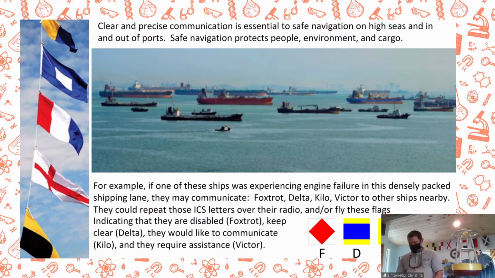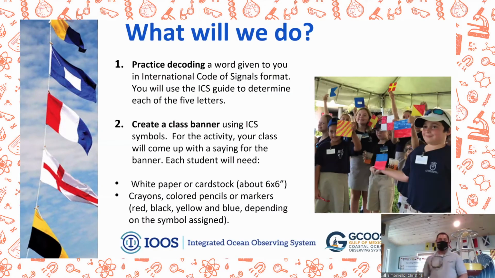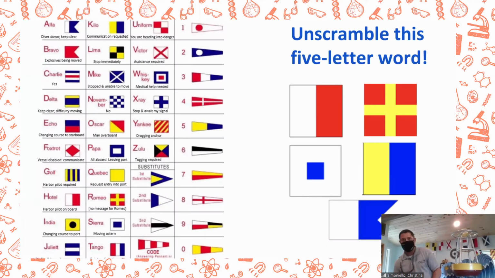All right. Okay, so what are we going to do? I have a quick activity where you're going to see some flags, and I'm going to ask you to look them up and figure out which letter corresponds to which flag and see if you can unscramble the word. And then a little later, Abby's going to talk about creating a class banner. In the teacher materials that were supplied in the link with this, your teacher has all of the instructions and templates for these as well, whether you do them now or at another time. All right, so let's practice a little bit of decoding the International Code of Signals.